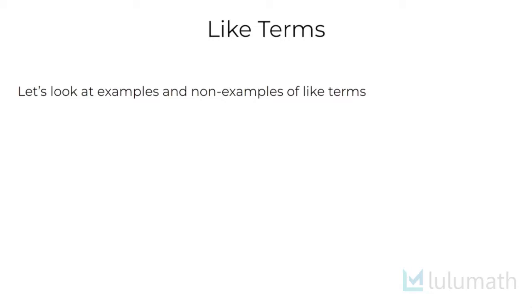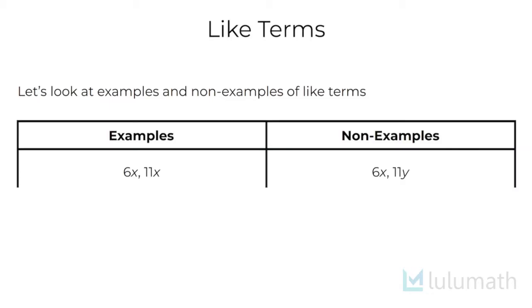But before we actually get into like terms, we have to figure out what makes like terms like terms. So let's look at examples and non-examples of like terms. An example of like terms would be 6x and 11x. A non-example of like terms would be 6x and 11y. If you notice, x and x work here, but here we've got x and then we have y. So this doesn't work. They're not like each other. You can't put them together.